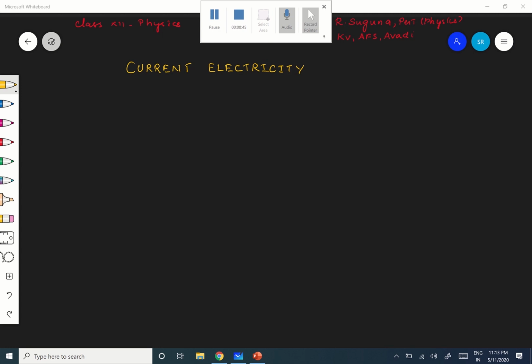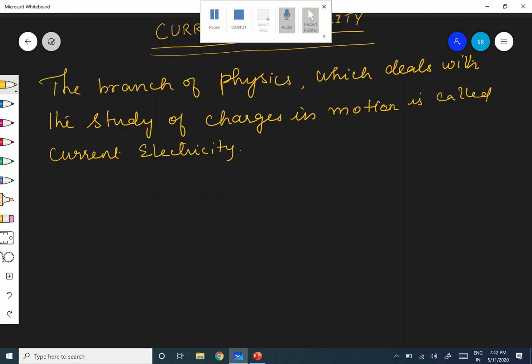For example, take a bulb, fan, TV, mixer, grinder, washing machine, refrigerator, motor, name any electrical appliance. They work only when charges flow through them. These flowing charges constitute electric current. Therefore, the branch of physics which deals with the study of charges in motion is called current electricity. Now we're going to see a new term, current carriers.